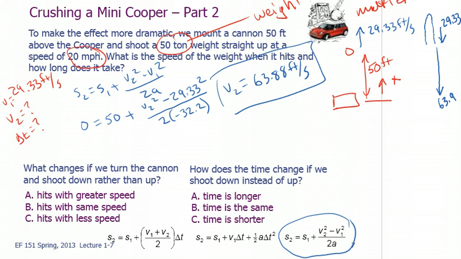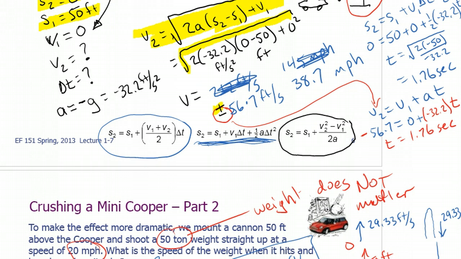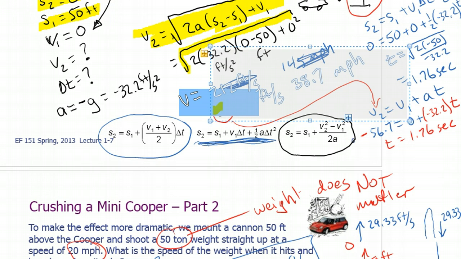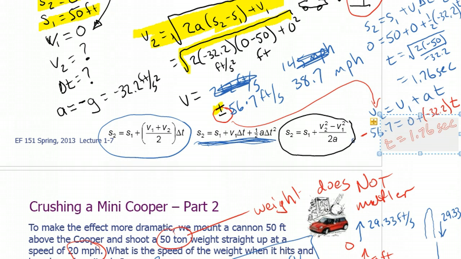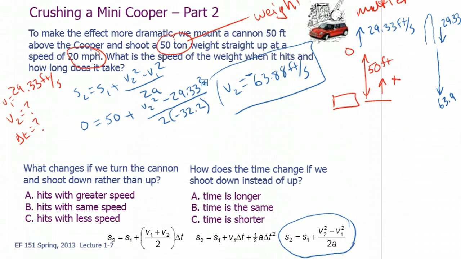So that's shooting up. Again, the velocity when it hits is going to be down. We can find the time the same way. If we look back at what we did before, we found the time with this equation right here, after knowing the final velocity. So we'll go ahead and do that.